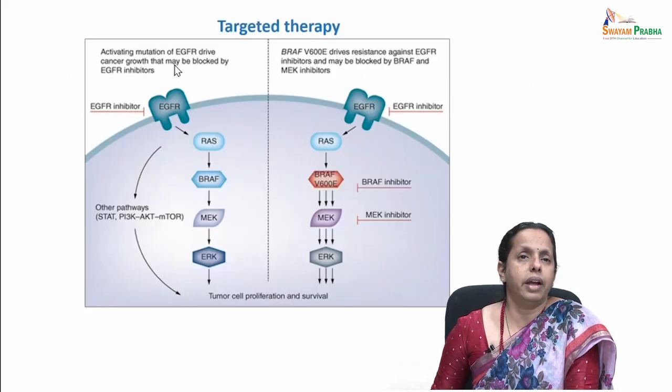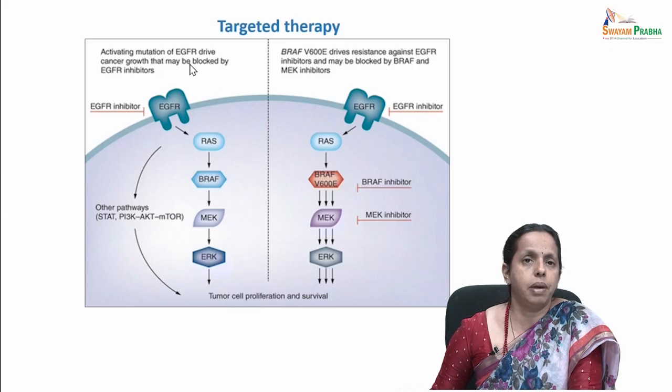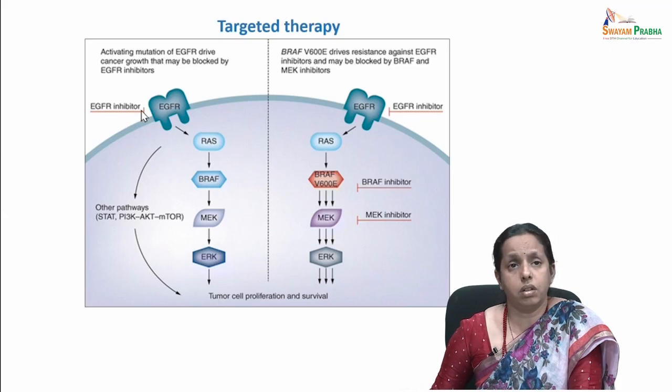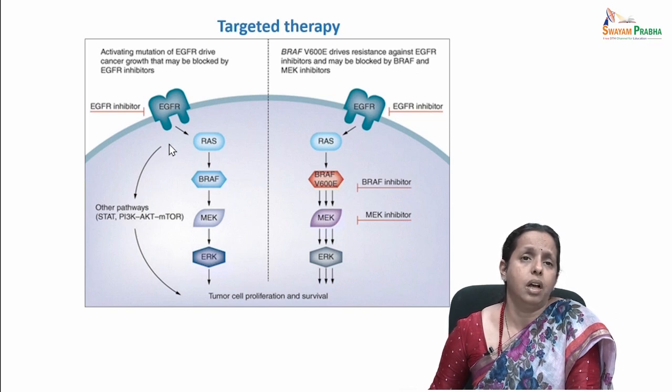This is your example of targeted therapy, where, suppose you have an EGFR mutation, the activation will drive cancer growth that may be blocked by your EGFR inhibitor. This is the tumor cell proliferation. This particular EGFR inhibitor or mutation in this receptor will cause changes in the different signaling pathways.